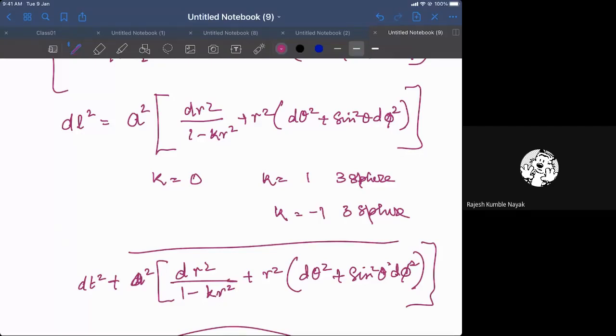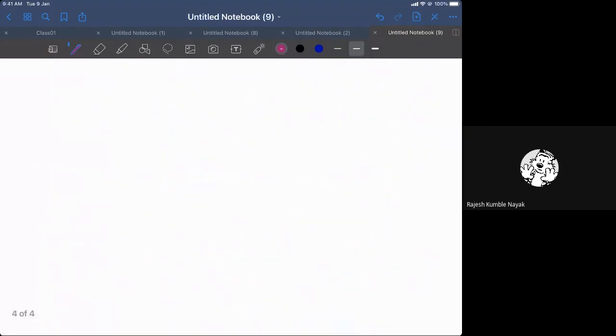So we have to use this line element, solve the Einstein equation, use the perfect fluid as a source, and then figure out whether we can have a universe model which goes as per this line element.